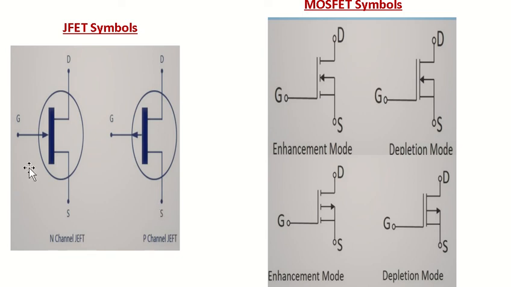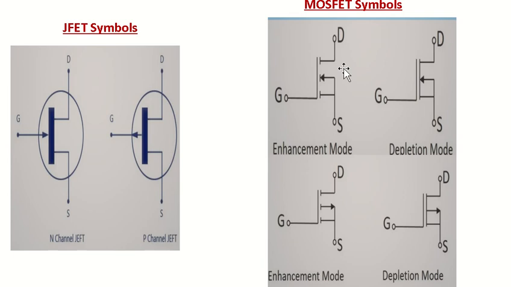Technically, it is based on the current flow. So on that criterion, this symbol has come. To remember the shortcut: if the arrow is coming towards the gate terminal, to be precise, it is N channel, and if it is leaving the gate terminal, then it is a P channel JFET.